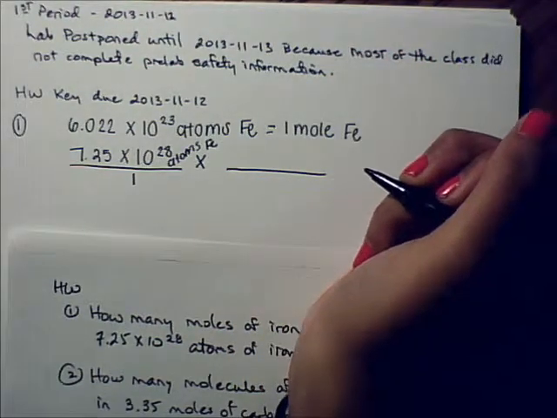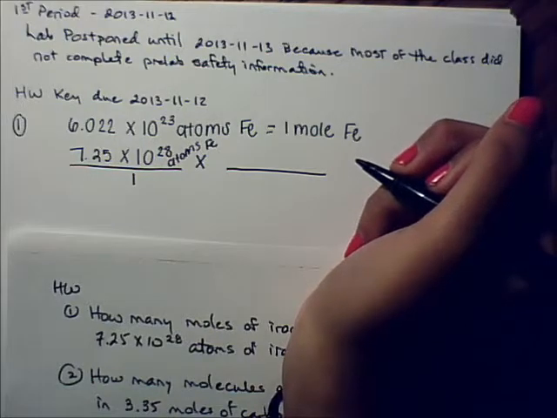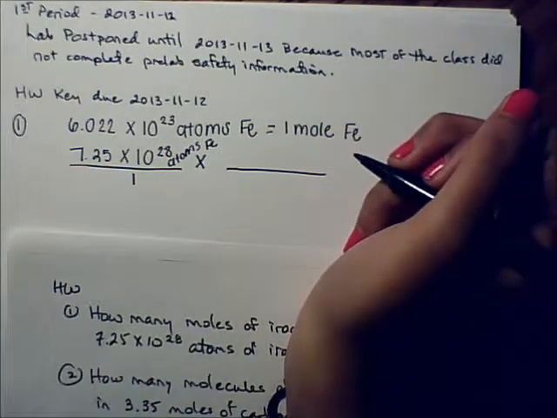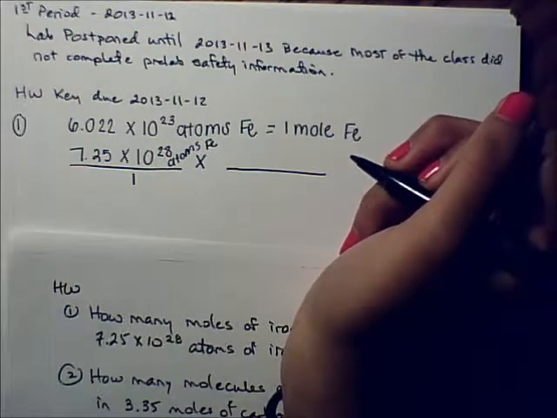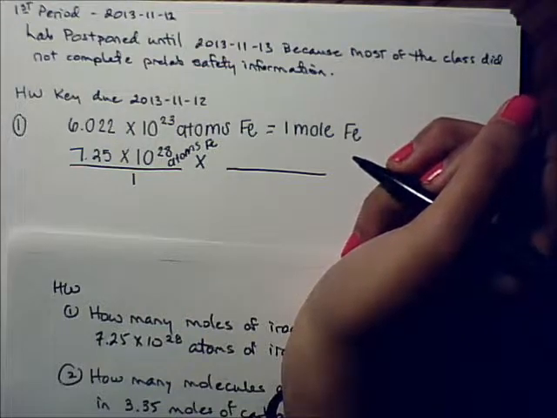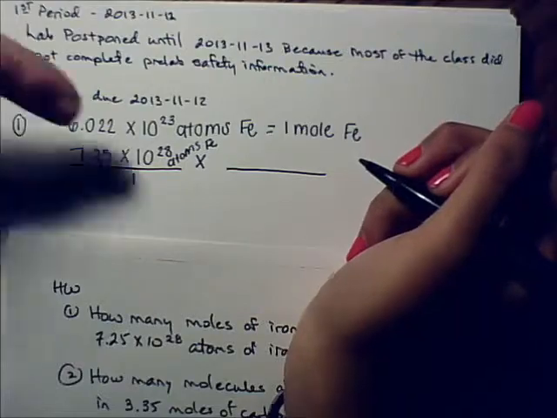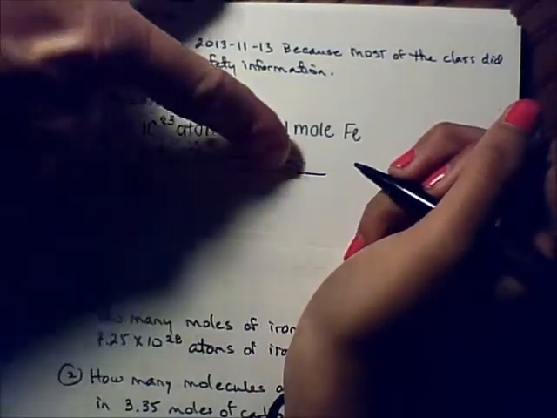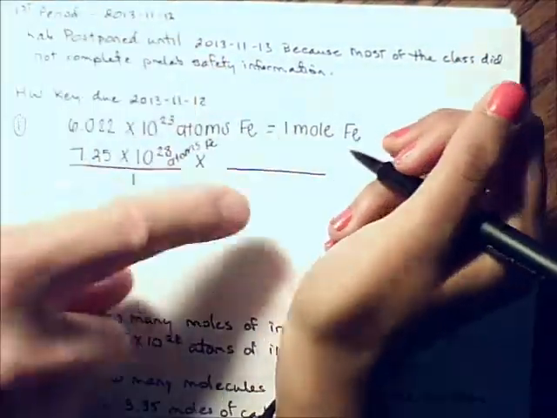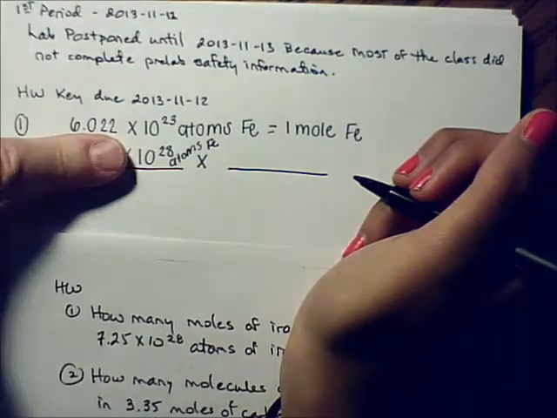So what's going to be put on the bottom now? The 6.022. Why? Because it equals 1 mole of Fe. Well, what goes on the bottom is atoms of Fe. Because you have atoms of Fe on the top, you want atoms of Fe on the bottom. And to get atoms of Fe on the bottom, you have to put that number with it.